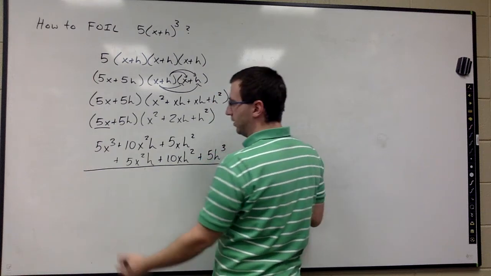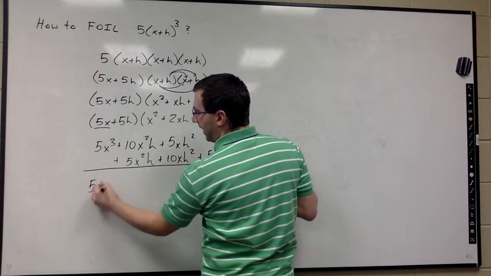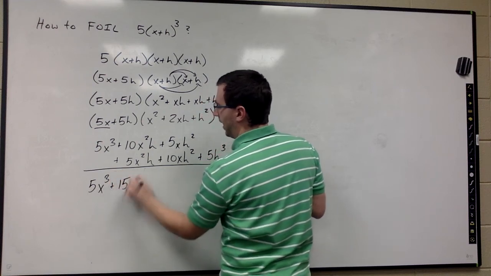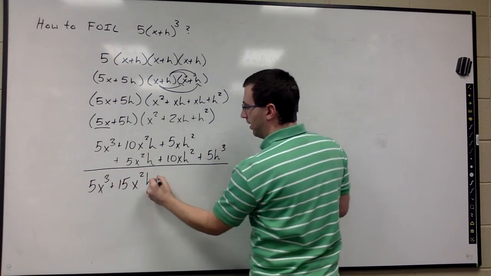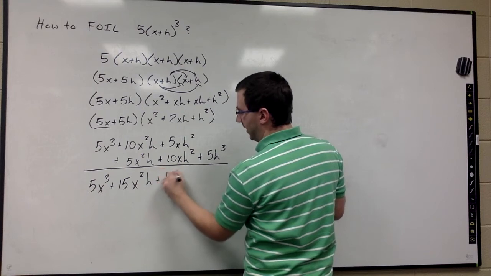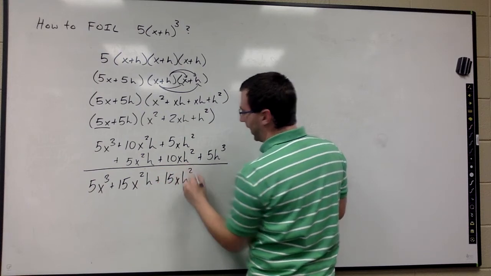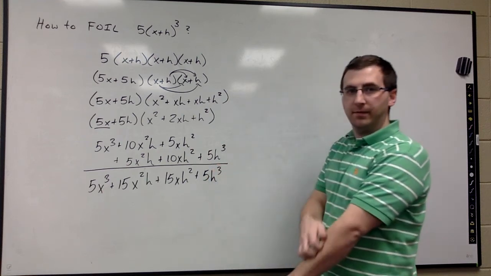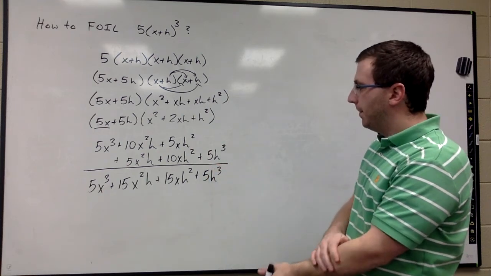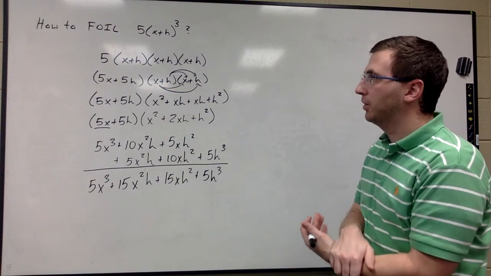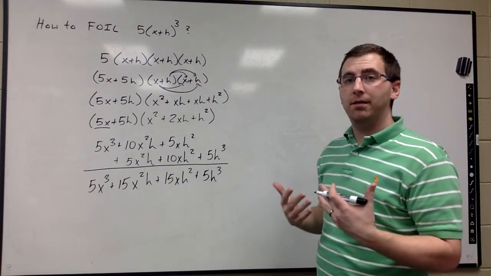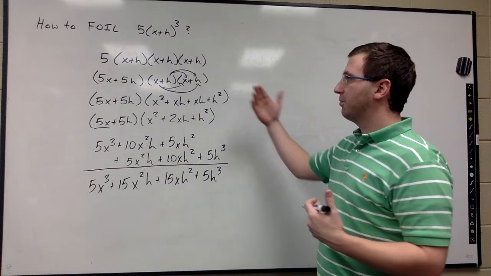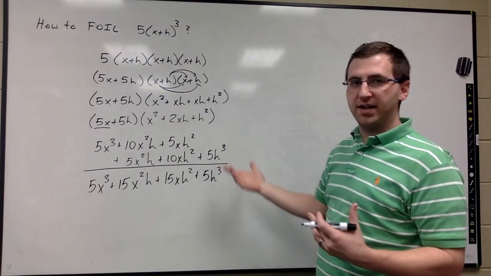Actually, in this case, all we have to do is add: 5x to the third plus 15x squared h plus 15xh squared plus 5h to the third. A lot of terms going on, but that's how we multiply, or FOIL, things that are cubed. A little tricky, but this process is going to work every single time.